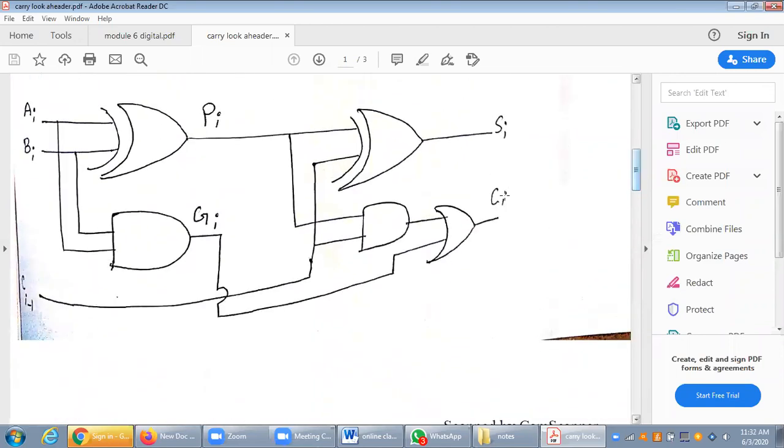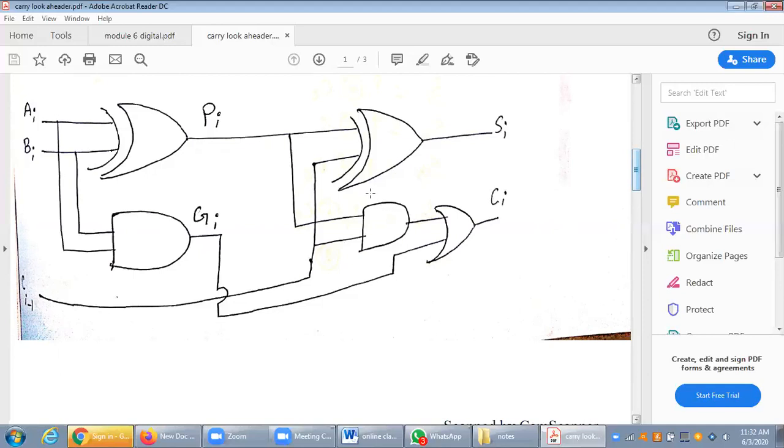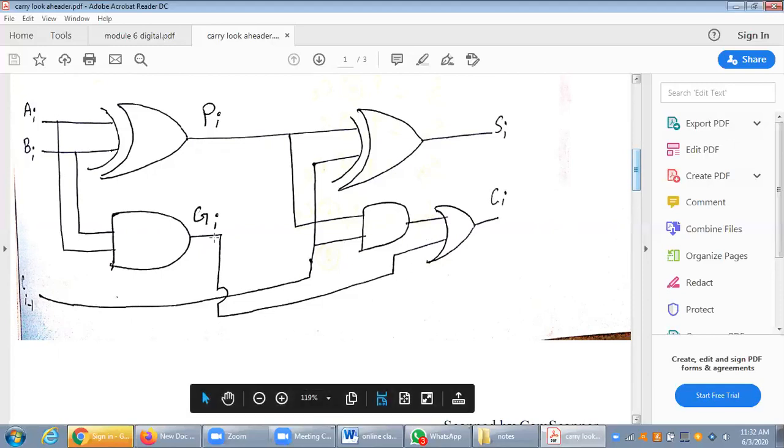So for this, Ci is connected to one Gi that is added with this AND gate. First we'll see the AND gate output. The AND gate output is Pi, then this is Ci minus 1. So Pi multiplied by Ci minus 1 plus Gi, that is nothing but Ci.